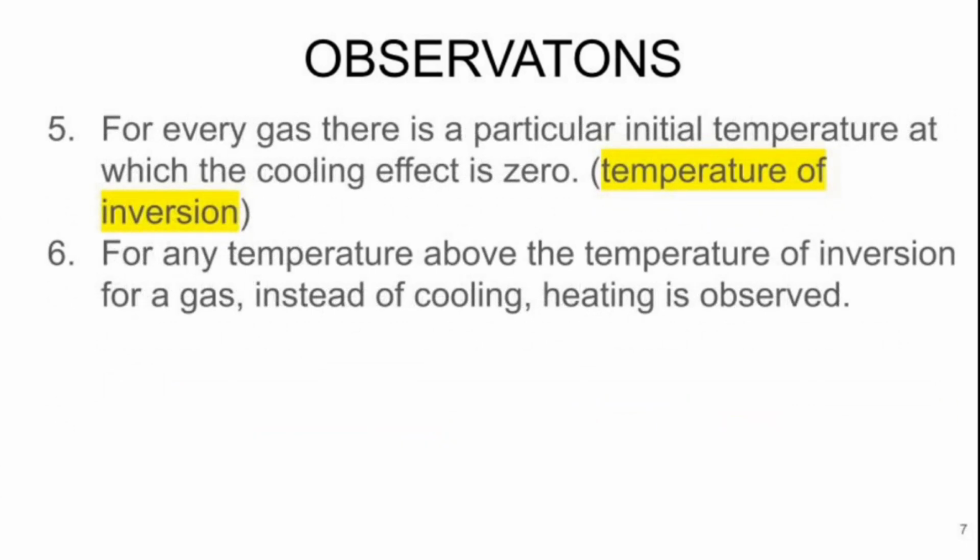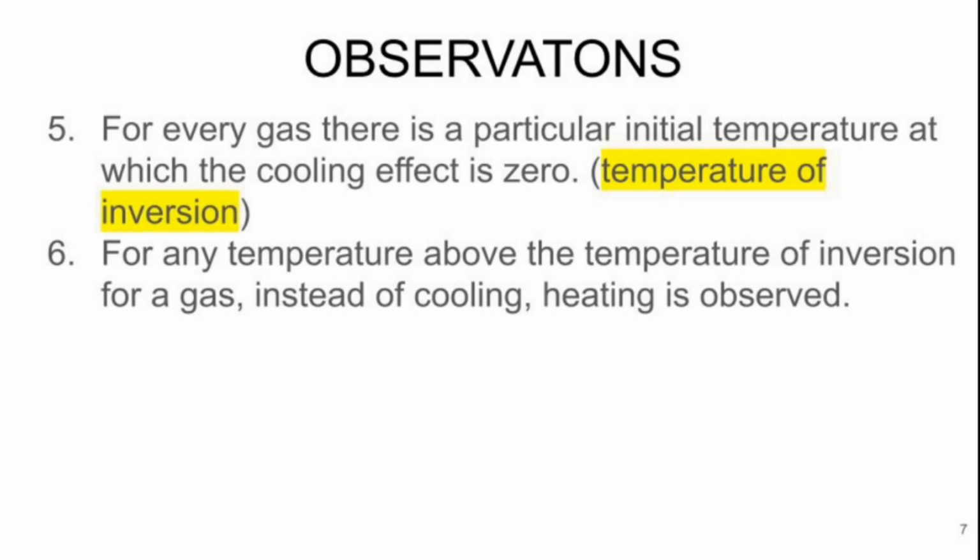The fifth observation is, for every gas, if you go on increasing the initial temperature, there is a particular temperature at which, even after adiabatic expansion, there will not be any change in temperature, which means that there is no cooling effect. The temperature at which this happens for a gas is called the temperature of inversion for that particular gas.